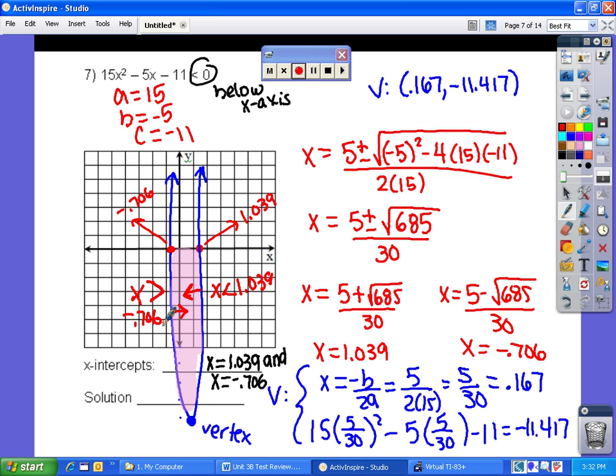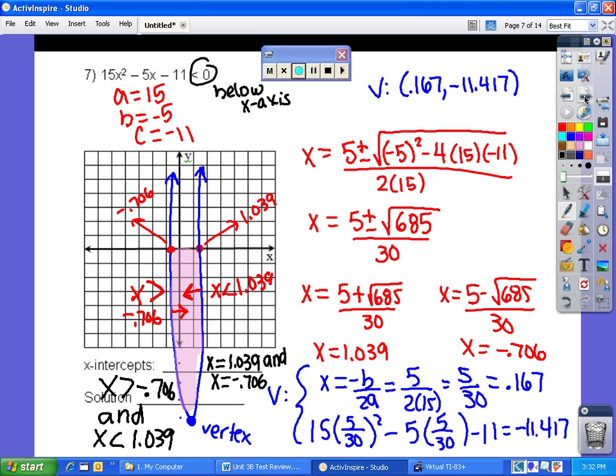So that's the solution that you're going to write at the bottom. X is greater than negative 0.706 and x is less than 1.039. Okay, these are some pretty big ugly decimals, but hopefully they'll come out okay. Alright, 2 more graphing questions and then this video is done.